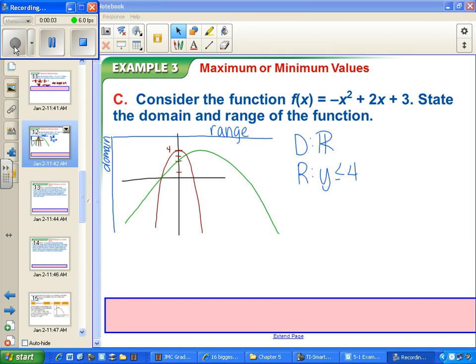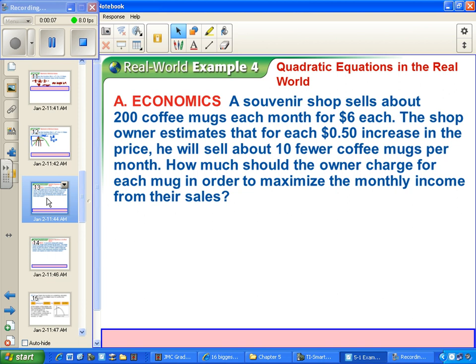So we left off here looking at the domain and range. And now we're going to move on to a real world problem. And we're going to explore a little bit on your calculator with this. So make sure that you have your calculator accessible and ready to go.